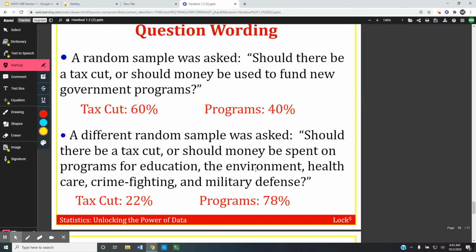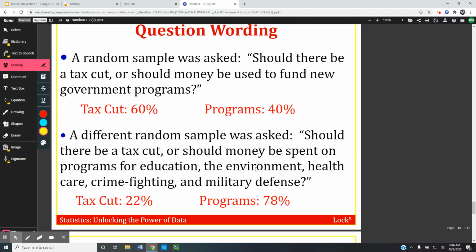So here's a question. A random sample was asked, and here's how the question was asked, and this is actual data. Should there be a tax cut, or should money be used to fund new government programs? Right away, people given this question in a survey, 60% of them said, I want a tax cut, and 40% of them said, I want programs funded. So clearly, the majority wants tax cutting.